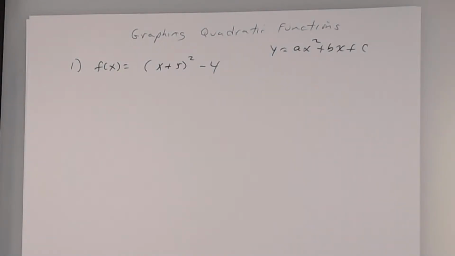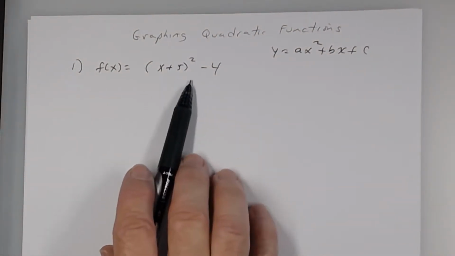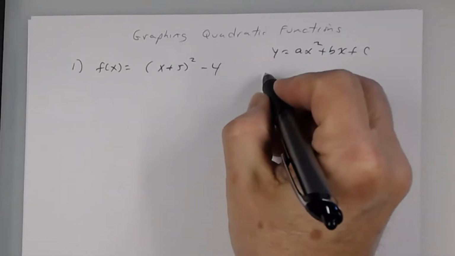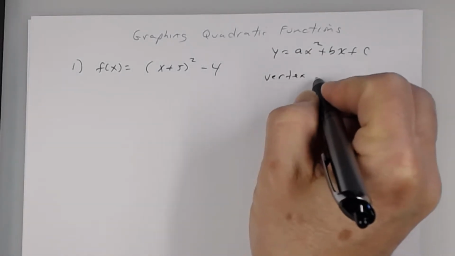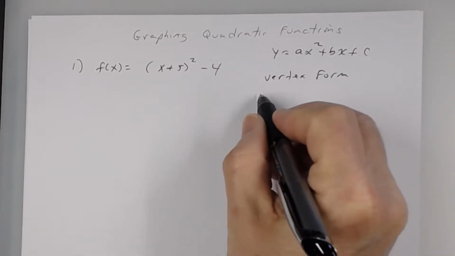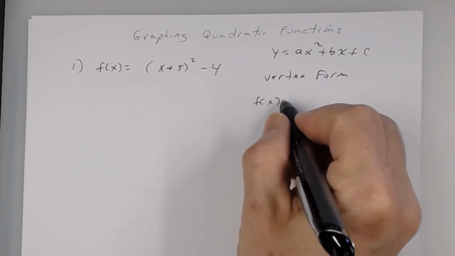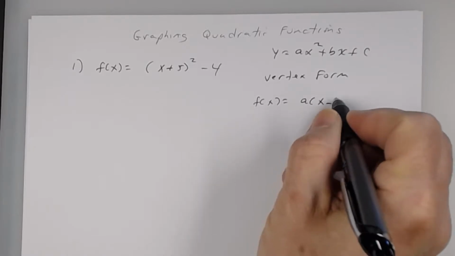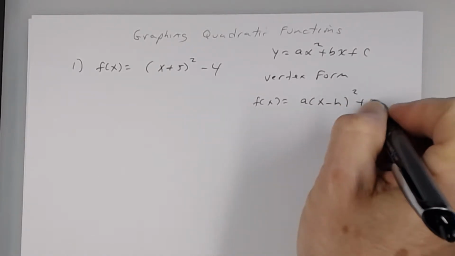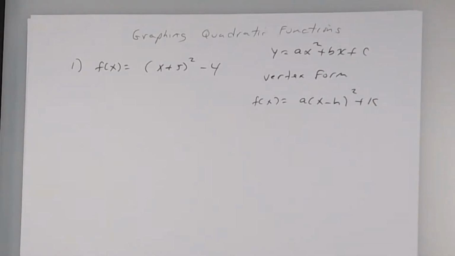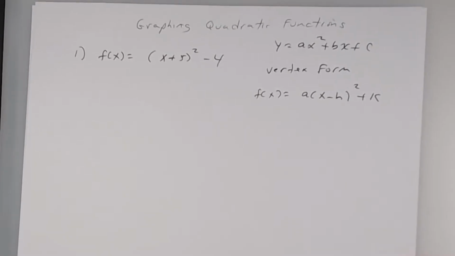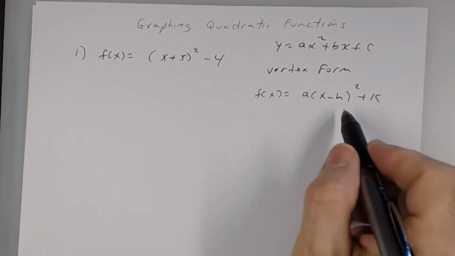Okay, now we talked about last class period a couple of forms that this can be written in. Do you remember what form this is called? In vertex form. All right, so in vertex form, it looks like this: f of x equal a times (x minus h) squared plus k. Now it's called vertex form because from that form you could easily determine the vertex. Do you remember what the vertex is here?